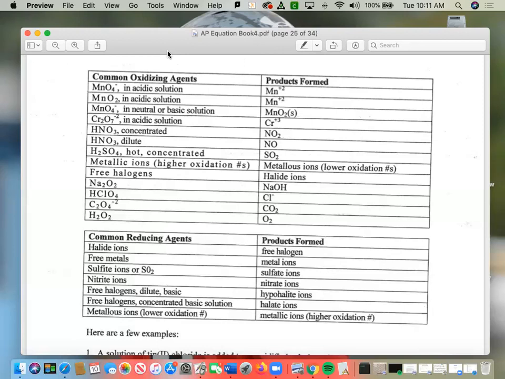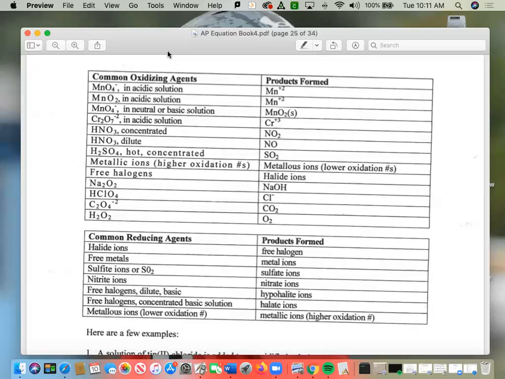Free halogen means like Cl2, Br2, so group 7, that's a diatomic, free halogen. When it says it goes to halide, that would mean chlorine goes to chloride, fluorine goes to fluoride, bromine goes to bromide. That's what it means by that. When you come down here where it says halate, there it is.